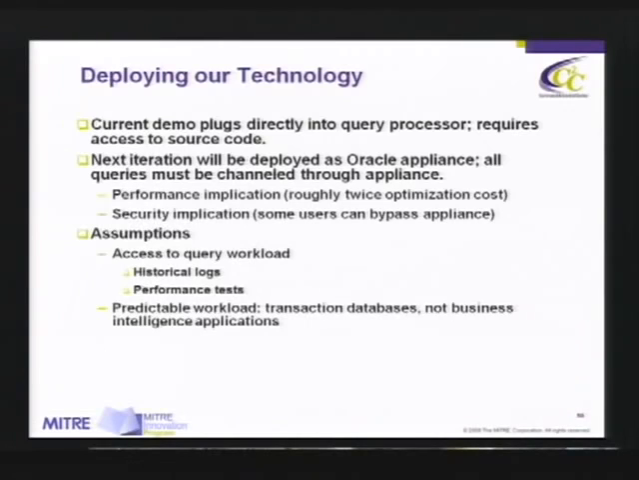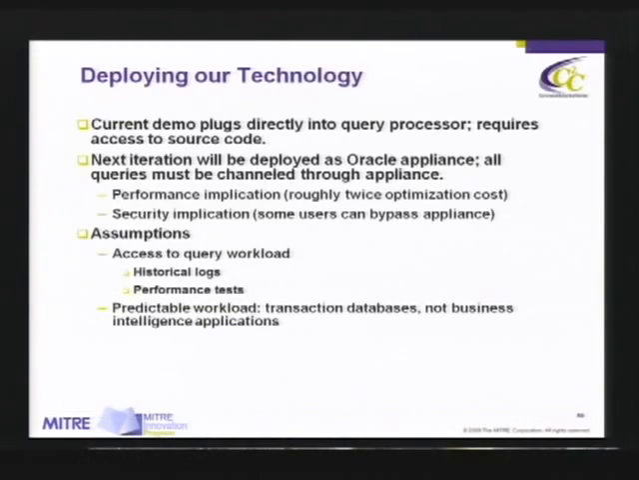Our next iteration, actually this changed since last Friday, our current iteration is deployed as an Oracle appliance. So all of the queries have to get channeled through this appliance. So it's an appliance that either lives on the same box but intercepts all of the queries as they come in, or it lives on a different box. They all get channeled through this appliance. As I mentioned before, this requires that you have this inter-process communication. So it's roughly twice the optimization cost. That could be a concern.